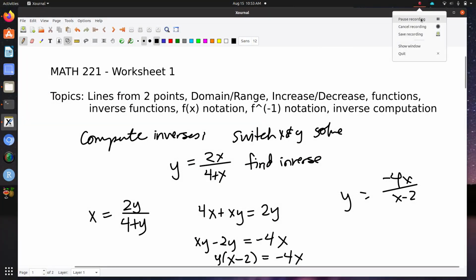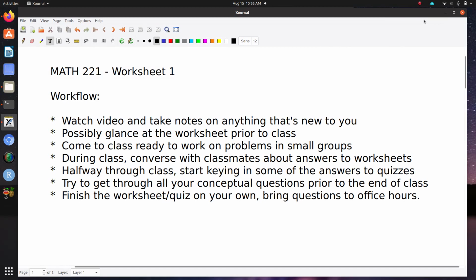Okay, let me think about this. Now it's probably the right time to tell you what the workflow is in this class. So first, you're going to watch the video. You're watching video for Worksheet 1 now. Take notes on anything that's new to you. Lots of stuff you won't need to take notes on, but if it's new, make sure you write it down. You will possibly want to glance at the worksheet prior to class. That's not required, but it's encouraged. I would spend 2 or 3 minutes just glancing and saying, yep, those questions are what was just covered in the video. I'm ready to go.